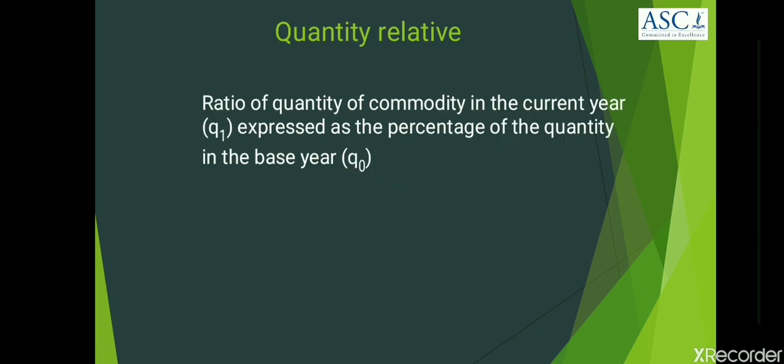Then comes quantity relative. Definition: it is the ratio of quantity of commodity in the current year expressed as the percentage of the quantity in the base year. Here, in notation form, quantity relative is represented with capital Q, which is equal to Q1 by Q0 into 100. Q1 and Q0 are small letters.